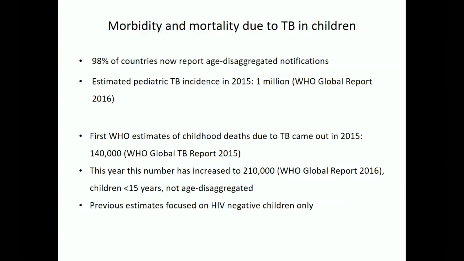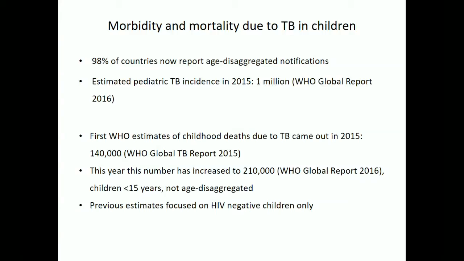So just to make sure we're all up to speed on the latest numbers, almost all countries now do report age disaggregated notifications, so that's great. And the latest WHO global report reported that there were 1 million new cases of TB disease in children in 2015. So in last year's global report were the first WHO estimates for childhood deaths due to TB, and they estimated those to be about 140,000. And for various reasons with improved data, this year that number went up to 210,000. So that's in children under 15.